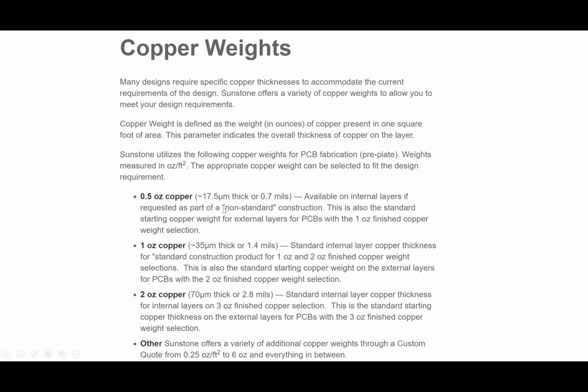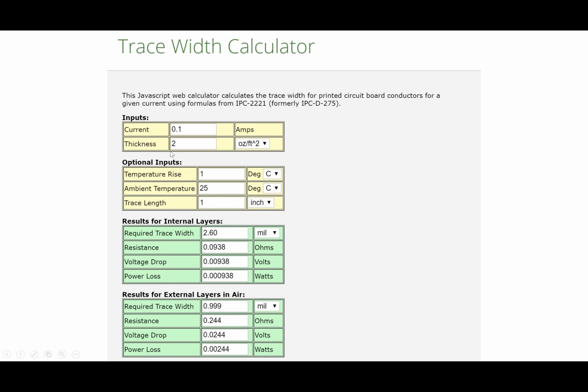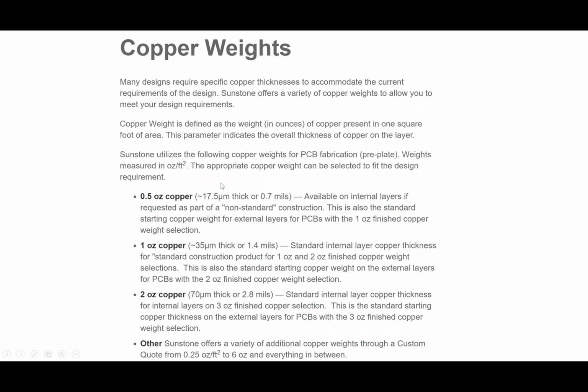Copper weights, we talk about these terms. So basically, how thick is the copper? In other words, how thick is it in the Z direction? So how thick is it off the board surface? What we see here is the ounce idea. Basically, if I have 2 ounce copper, what it says is in 1 square foot, I've poured as much copper that it weighs 2 ounces. If I do that, then that copper is about 2.8 mils thick.